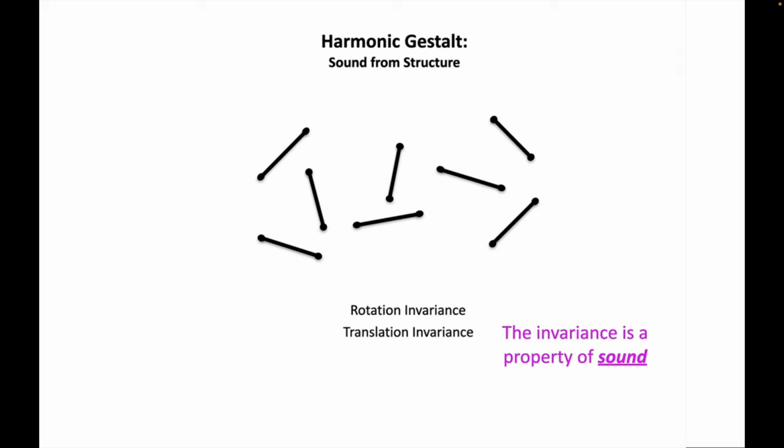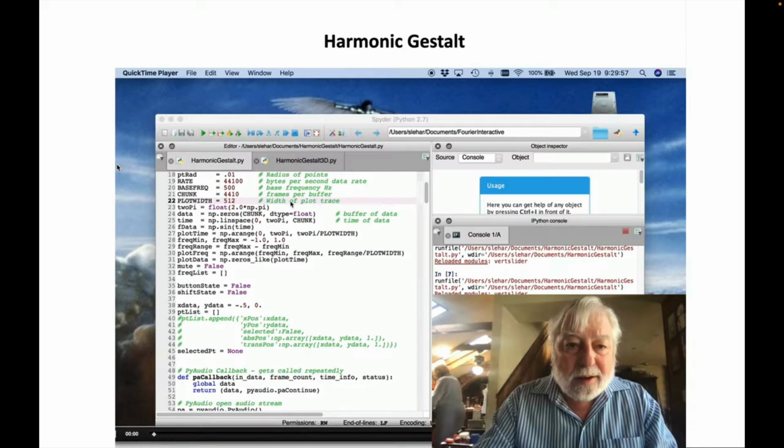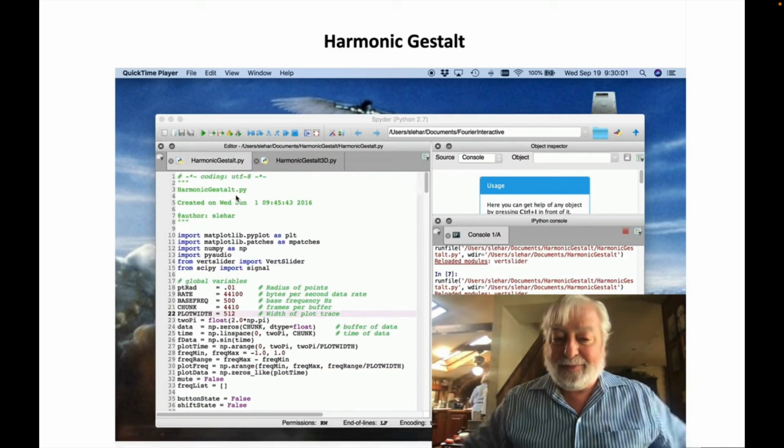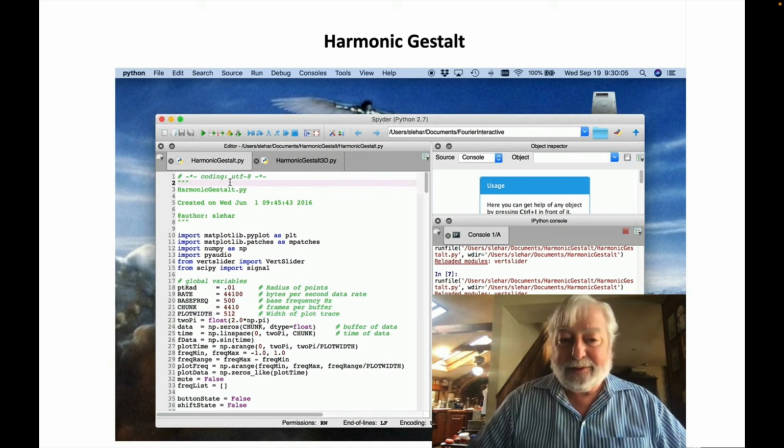The invariance is a property of sound and other wave-based systems. This simple property has extraordinary consequences when using sound to represent structure or structure to represent sound. This is my Harmonic Gestalt program written in Python using Matplotlib, available from my GitHub site.